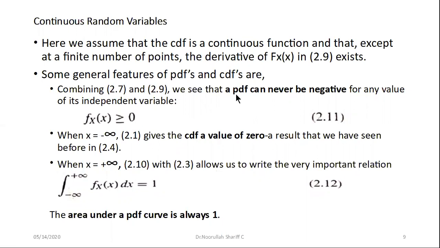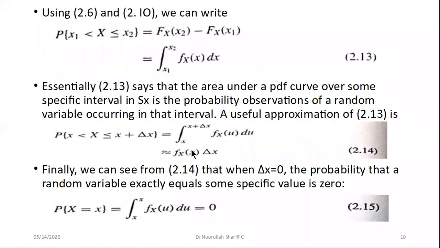So three different things. A PDF can never be negative, right? When x equals minus infinity, the CDF value is 0, and the area under the PDF curve is always equal to 1. So these are general features of PDF and CDF, which all the probability models should satisfy, and how they satisfy, we'll see as we progress.